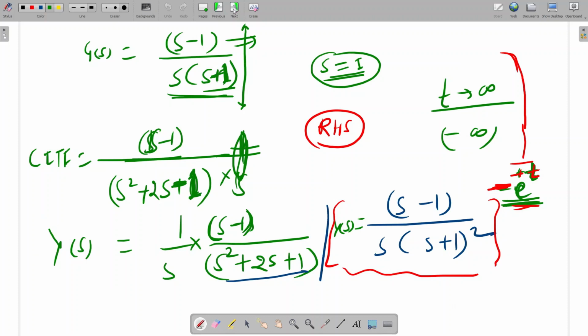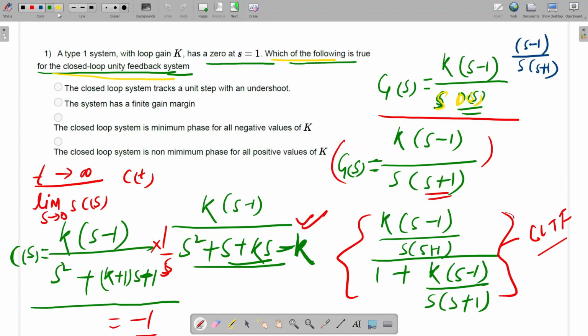Okay, we'll go to the next question. So this is not correct. I will just tell the option. This is not correct. This finite gain margin is also not correct. The closed loop system is minimum phase for. So minimum phase and non-minimum phase, can anyone tell what is minimum and what is non-minimum? There should not be any zeros and poles on the right side. So here, since one zero is on the right hand side, this is not minimum phase. This system is non-minimum phase. So this is the correct option.